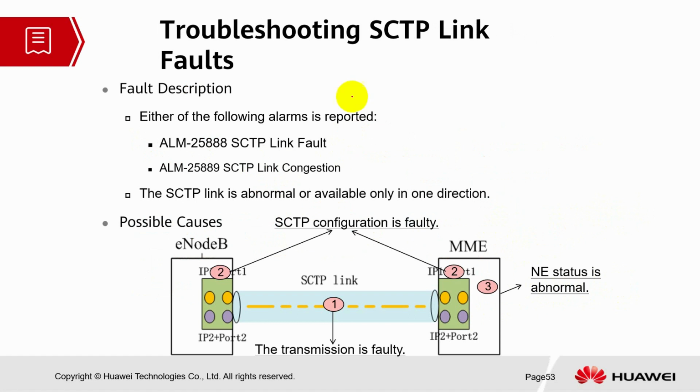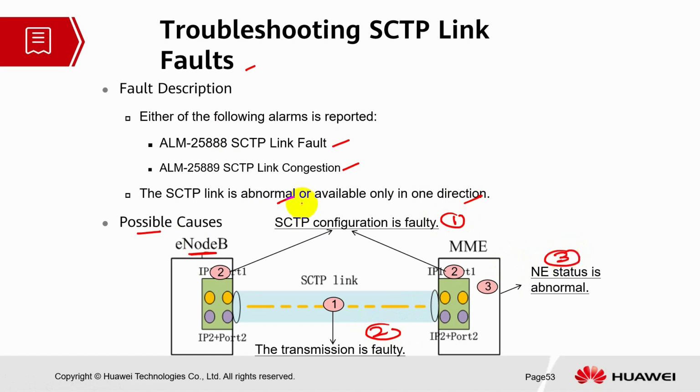So let's look into how to troubleshoot SCTP link fault. Fault description: either of the following alarms will be reported, for example, SCTP link fault or SCTP link congestion. For this kind of case, there will be an alarm reported, and the SCTP link becomes abnormal or available only in one direction. So what are the possible causes? From the eNode B, the SCTP configuration can be faulty, the transmission could be faulty, or the NE status is abnormal. So these are the three possible causes how the SCTP link can become abnormal or faulty.